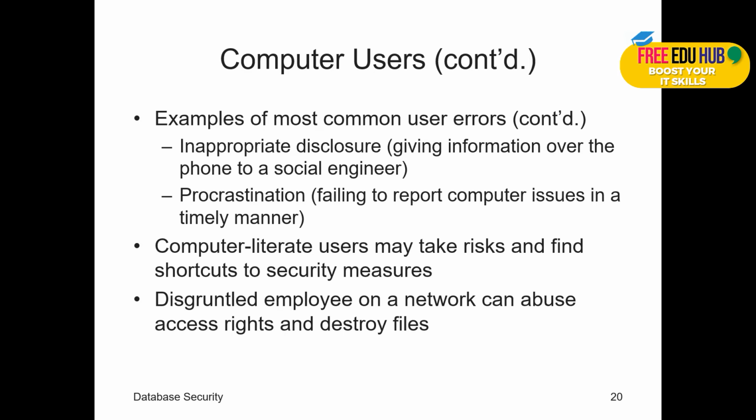Now, opening unknown emails and attachments, as we covered, you must check what attachments are there. Inappropriate disclosure, giving information over the telephone, or social engineering. Someone is asking you confidential information about the organization, about the kind of systems you are using, and these guys end up providing all those details over telephone.